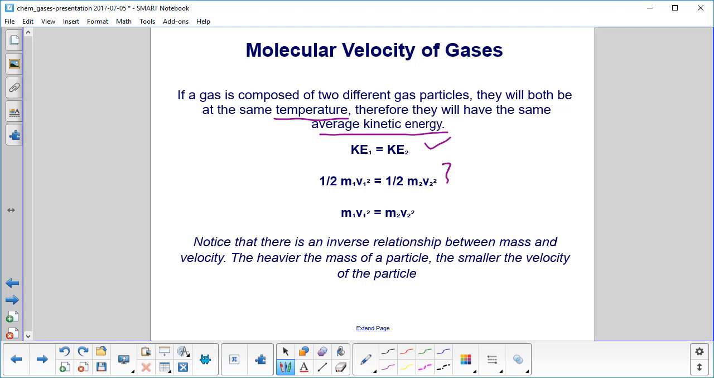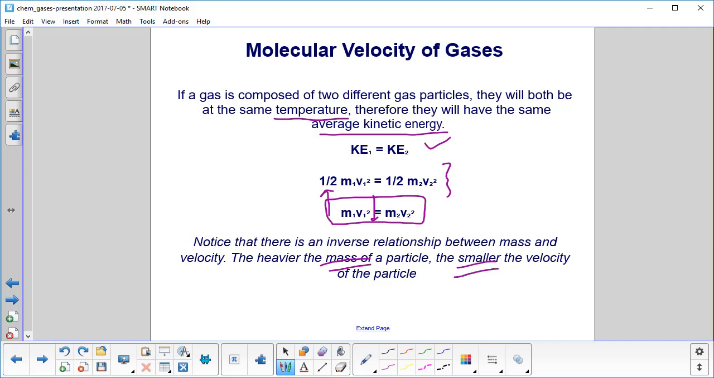We substitute in the equation for kinetic energy, and we divide out the 1/2, and we get this. This is an inverse relationship, very similar to Boyle's law. So that means if one value goes up, for example, if mass goes up, the velocity will go down. So the heavier the mass of a particle, the smaller the velocity of the particle.